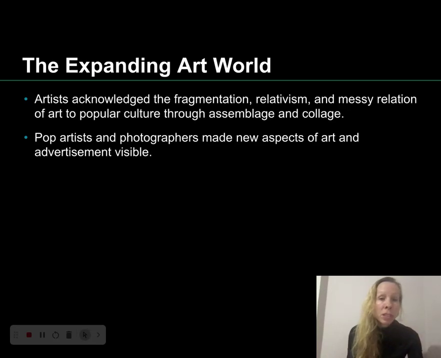The art world was expanding, so artists were acknowledging popular culture through assemblage and collage, so fragmentation, relativism, and this messy relation. So pop artists and photographers made new aspects of art and advertisements visible.